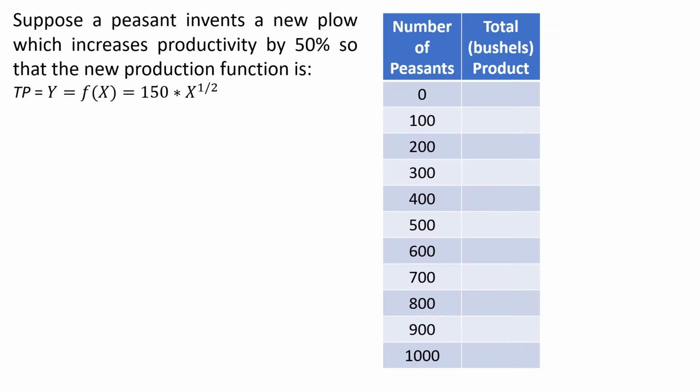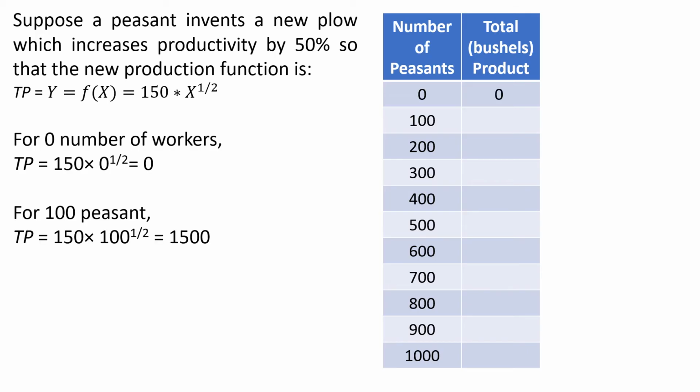Now, assuming we have some improvements in technology, where a peasant invents a new plow which increases productivity by 50%, so that the new production function is now equal to total product, or y is equal to 150 multiplied by x raised to the power half. So for zero number of workers, we'll have total product is equal to 150 multiplied by 0 raised to the power half, which gives us 0. For 100 peasants, we have total product is equal to 150 multiplied by 100 peasants raised to the power half, which gives us 1500 as our total product.